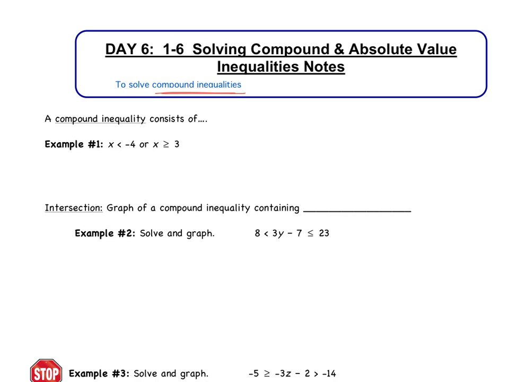First thing that we should probably talk about is, well, what is a compound inequality? A compound inequality consists of two inequalities joined by and or. So a compound inequality is either going to be an and inequality or an or inequality. We're going to do both in today's video.